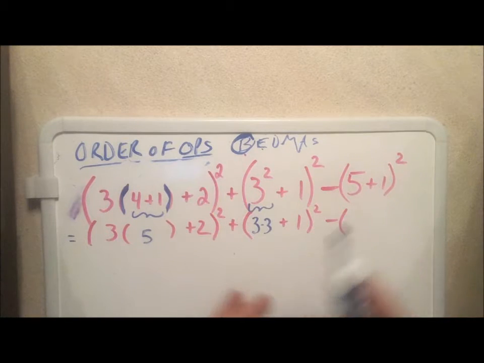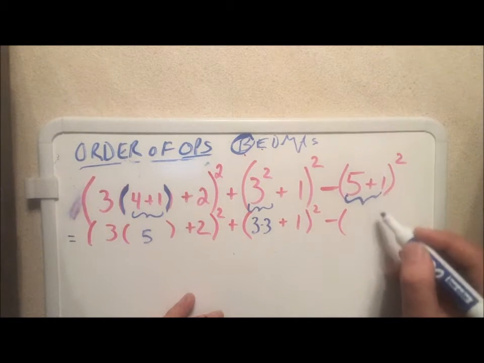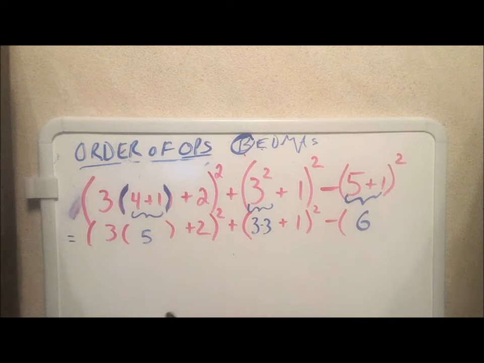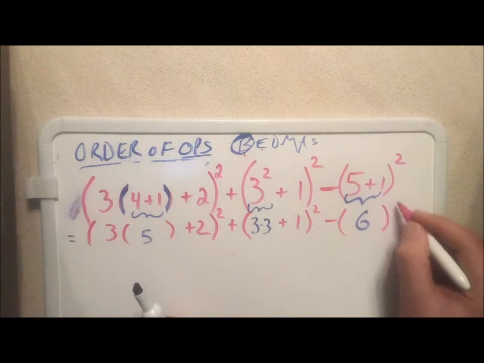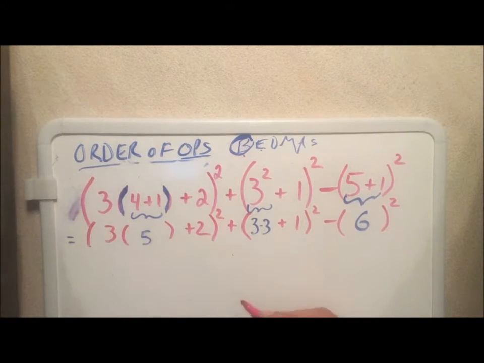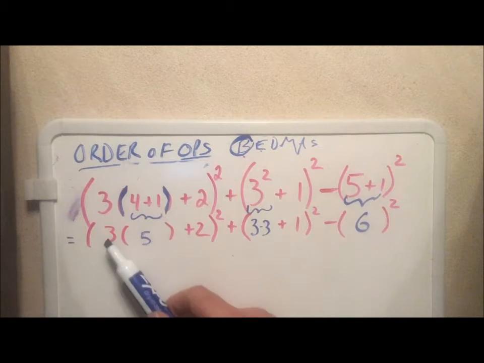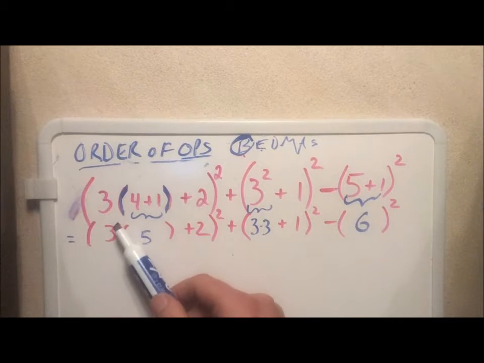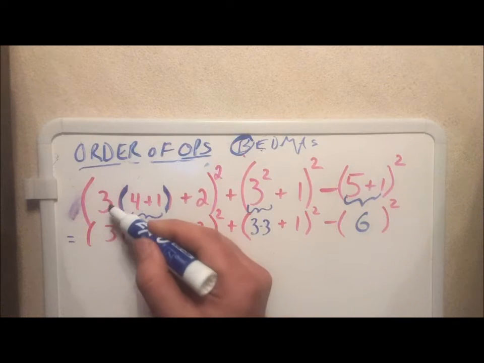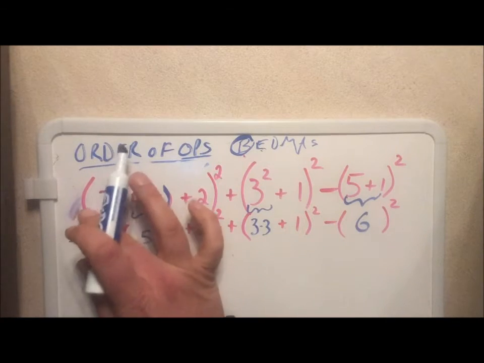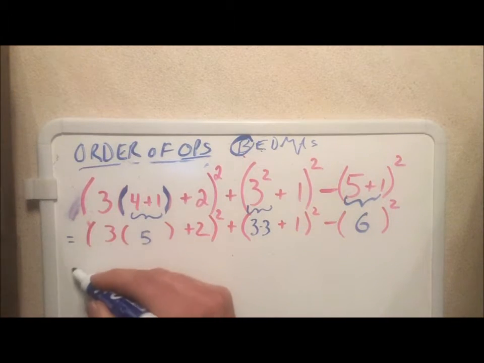Is there anything to solve inside this bracket? Yes, there is. Only 5 plus 1, which makes a 6. All right, so we're just chiseling this thing down bit by bit. Now, anytime you ever have a number stuck to a bracket, it just means times. It's like as though there's a times sign there, but they just don't write it. So as long as we know that's the case.